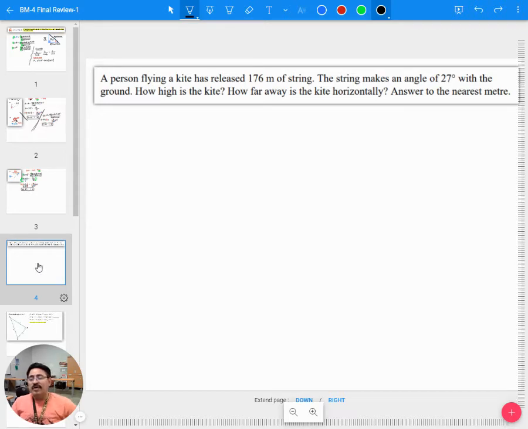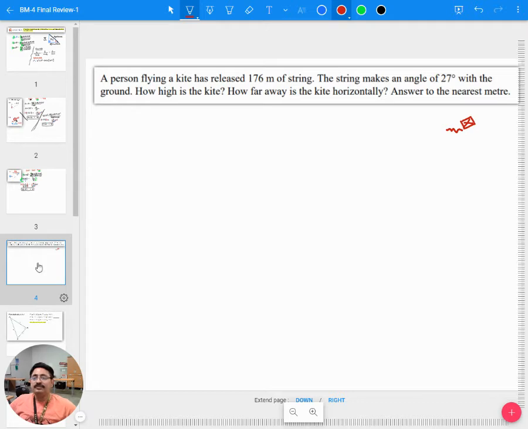This is a word problem. In this kind of word problem, I recommend you draw a picture that represents the given scenario. A person flying a kite has released 176 meters of string. So let me think of flying a kite. Let's say that there is a kite. Probably you might have seen this kind of kite. Okay, it is flying in the air.